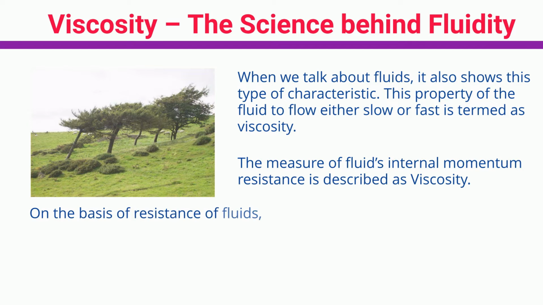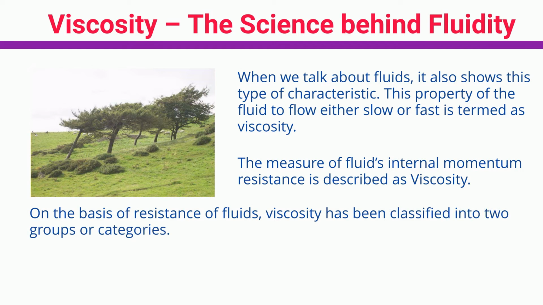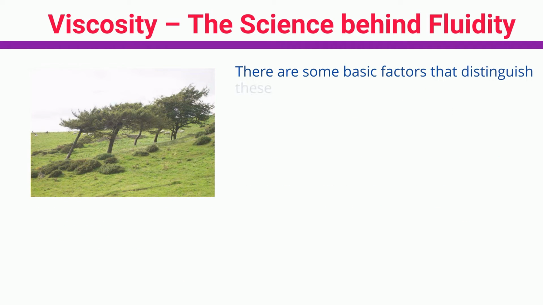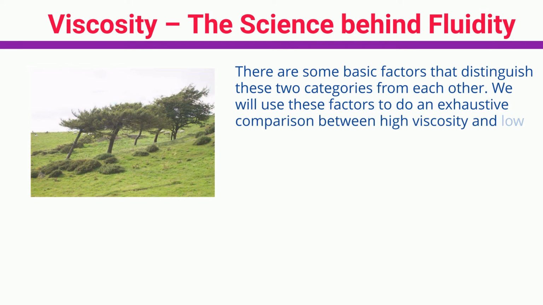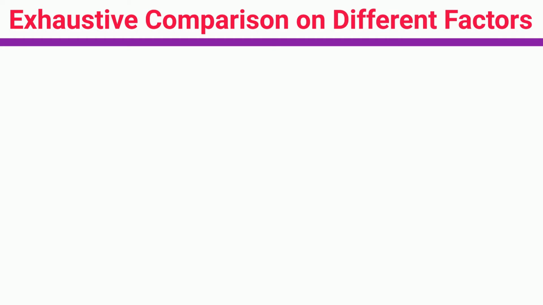On the basis of resistance of fluids, viscosity has been classified into two groups or categories: high viscosity and low viscosity. There are some basic factors that distinguish these two categories from each other. We will use these factors to do an exhaustive comparison between high viscosity and low viscosity.